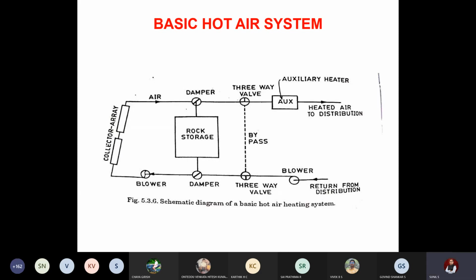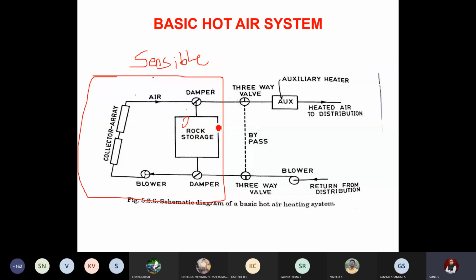So, basic hot air system. In this also, we had discussed the storage of solar heat. Sensible heat: please make a note of it, only this part of the sketch you can draw and demonstrate for the sensible heat. For storage, you can use either pebbles, rocks or concrete blocks here.